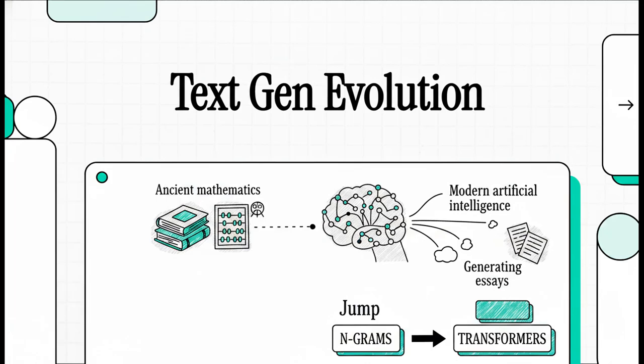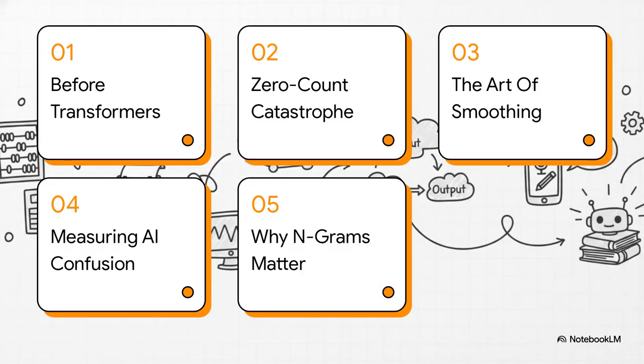Welcome to the Explainer. Today we're digging into the hidden, almost ancient mathematics that laid the exact foundation for modern artificial intelligence and language models. Way before we had these massive neural networks spitting out essays in seconds, text generation relied on a surprisingly elegant system of basically counting. We're going to completely demystify the evolution of text generation today, looking specifically at the huge jump from n-grams to transformers. Okay, let's dive into this.